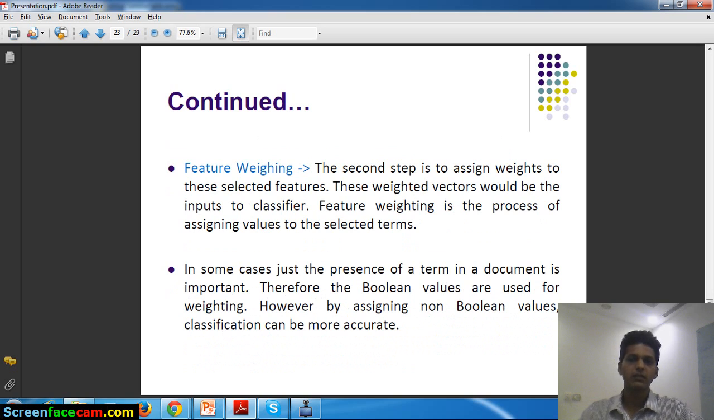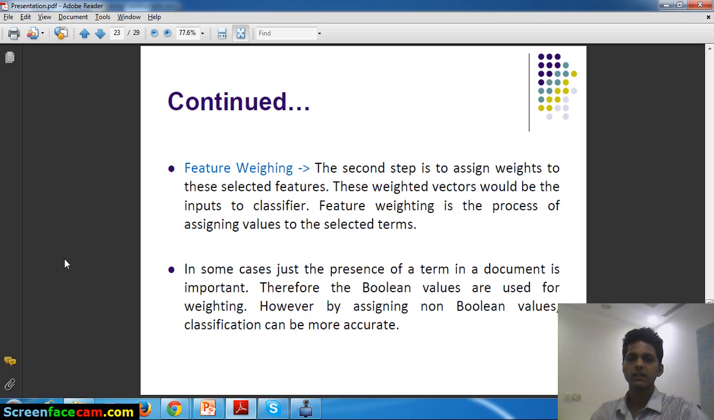Yeah, the next feature we have is feature weighing. So for example, if we have a bag of keywords and there are about 20 keywords, 10 keywords I know are good and 10 keywords are bad, out of those 10 keywords, all 10 wouldn't have the same weightage. There would be some keywords that have a weightage or effect value that is higher than the other keywords. So what we do in feature weighing is, we assign weights to these selected features, whatever those 20 features are. Then these weighted vectors will be passed as inputs to the classifier. So basically, in simple words, feature weighing is a process of assigning values to the selected terms.